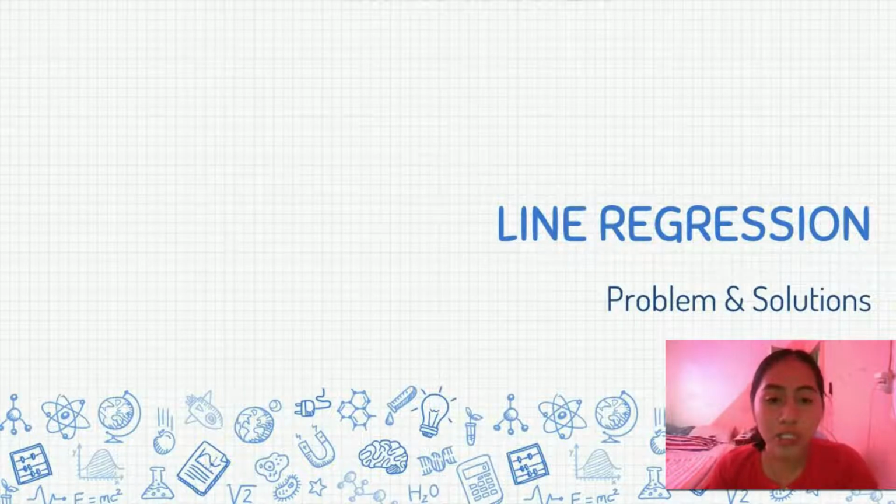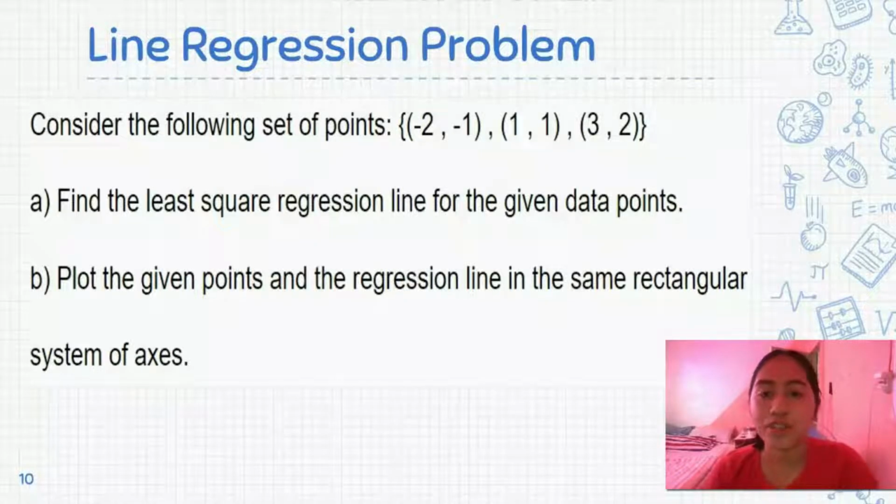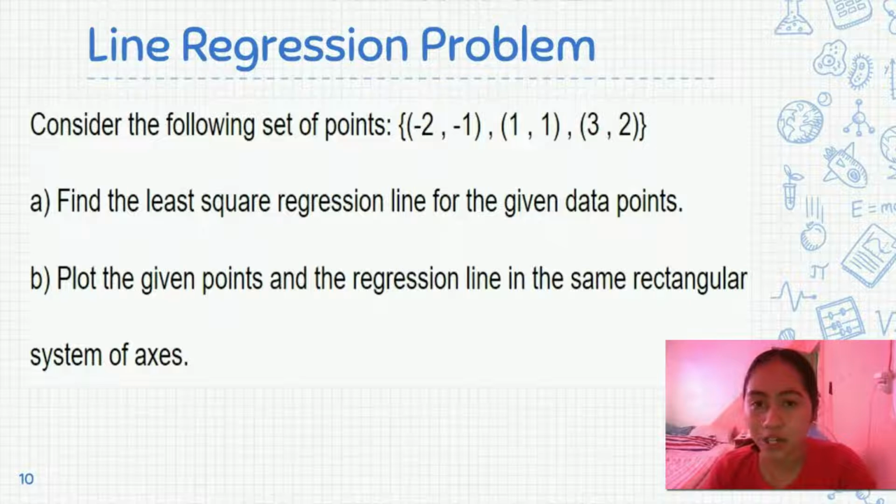Next, we are going to proceed to the linear regression problem and solution. So this is the problem of the linear regression. Consider the following set of points: (-2, -1), (1, 1), and (3, 2). A, find the least squares regression line for the given data points, and B, plot the given points and the regression line in the same rectangular system of axes.